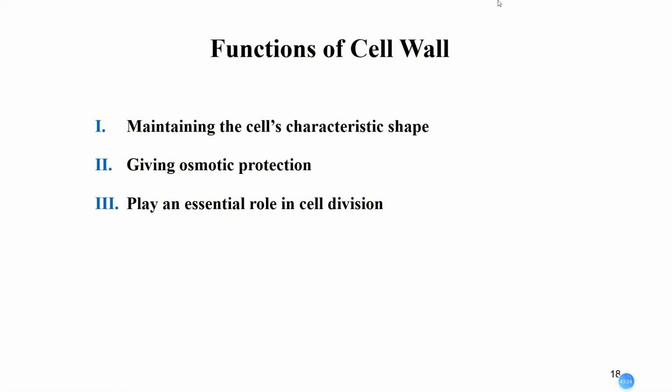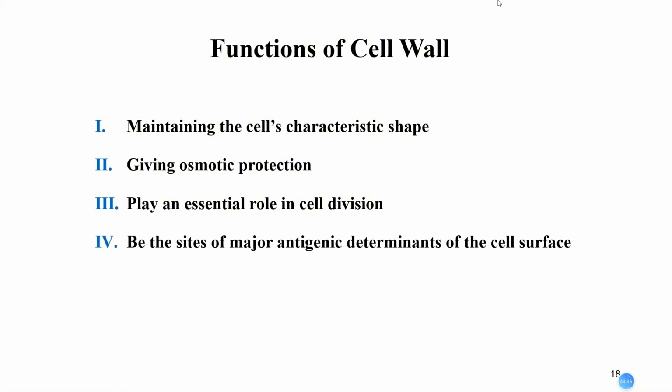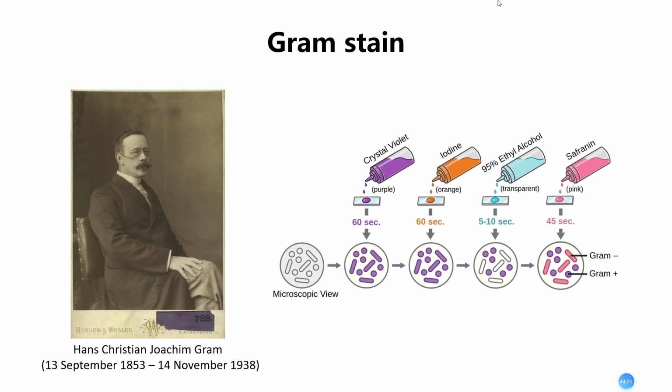And the cell wall is the site of major antigenic determinants of the cell, because the cell wall is on the very outside of the cell, and it can be detected by the immune system, so that it plays the antigenic role in the interplay between the bacteria and the immune system.